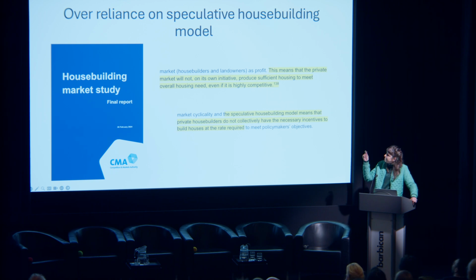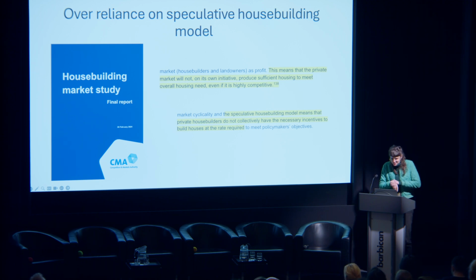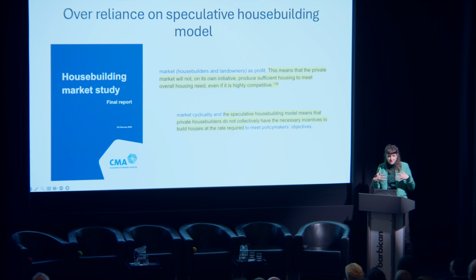I just wanted to highlight this recent report by the Competition and Markets Authority, which I thought was really interesting to come from that body, hardly a lefty institution. Nevertheless, they highlight that the private market will not, on its own, provide sufficient housing to meet overall housing need, even if it's more competitive than it is now. So they highlight the fact that private firms are operating in a flawed business model, and their rate of house building is determined by the market absorption rate. That's how fast they can build out without leading to a fall in house prices.